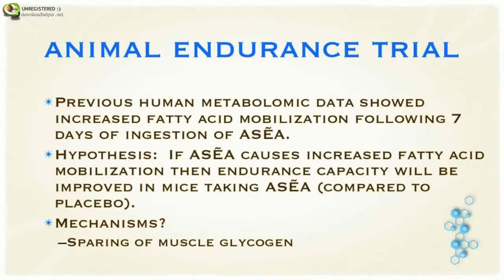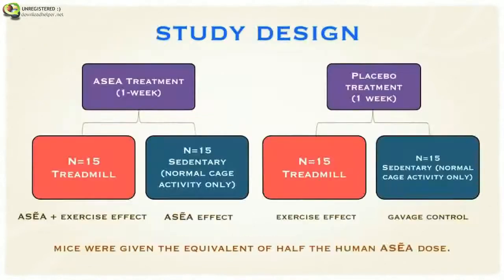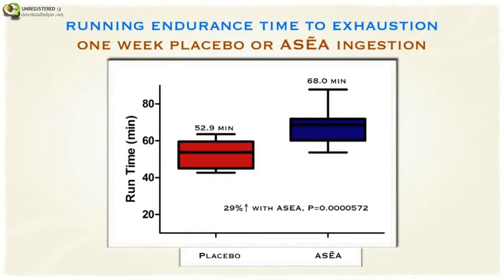Here we asked mice to get on a treadmill after consuming ASEA and watch how they perform. After 7 days of being given ASEA, we were theorizing that in the same way that humans had a mobilization of fatty acids, there might be an improvement in endurance. The mechanism would be through sparing the use of glycogen in the muscles and improving endurance in that regard. So in this instance, 30 mice were divided into 2 groups, double-blinded, and then a washout and a crossover to do real science here. So here are the findings.